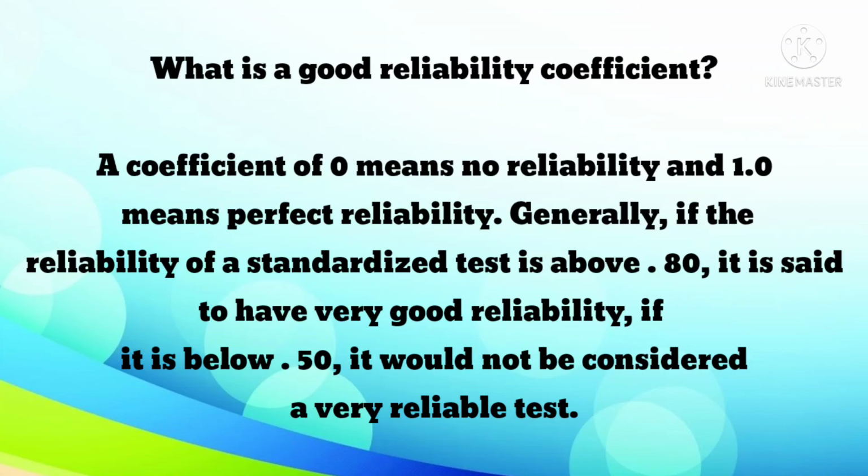What is a good reliability coefficient? A coefficient of 0 means no reliability, and 1.0 means perfect reliability. Generally, if the reliability of a standardized test is above 0.80, it is said to have very good reliability. If it is below 0.50, it would not be considered a very reliable test.